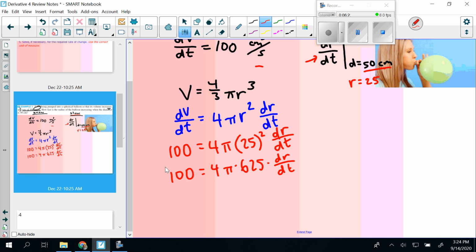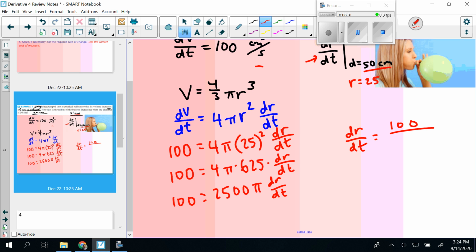I'm going to times that to 4, our other constant there. Now we got 2500 pi. And last step, to solve there, let's divide. So dr dt, our rate of change of our radius, is going to be 100 over 2500 pi. We can cancel out those zeros. So simplified exact answer will be 1 over 25 pi.